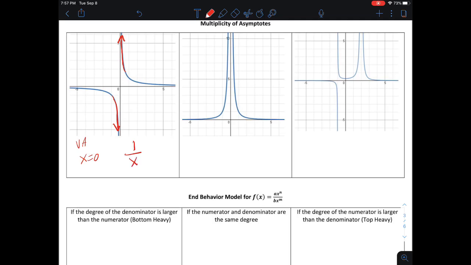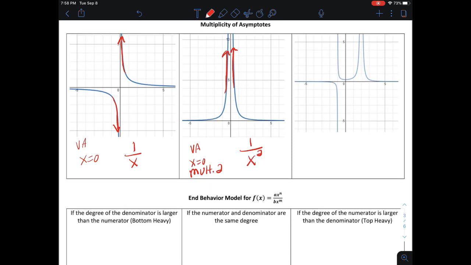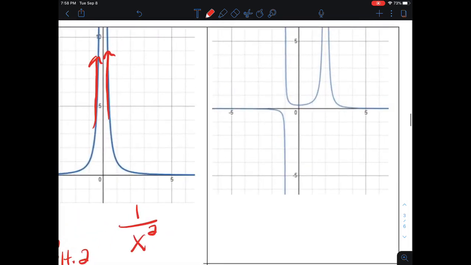Now, looking at the next one, we have the vertical asymptote at x is equal to 0. And notice how the right and left side do the same thing: the left side increases without bound, and the right-hand side does the same. Since they both point the same direction, that's indicative of a multiplicity of 2, which means that the factor that generated that vertical asymptote would be squared. And right beside it, I have an example of a graph that has both of these going on.